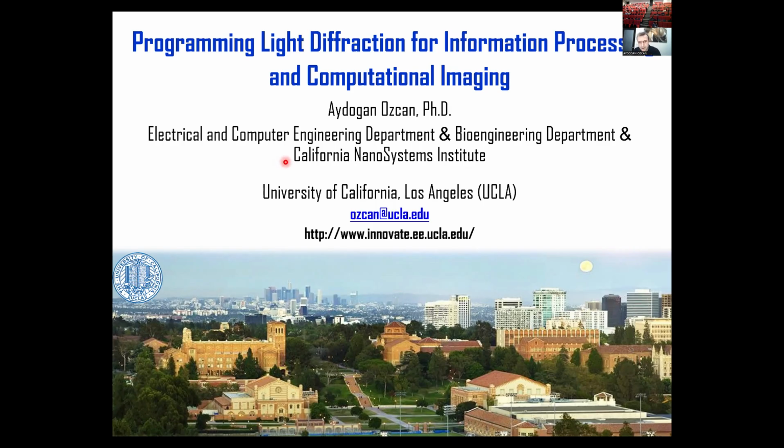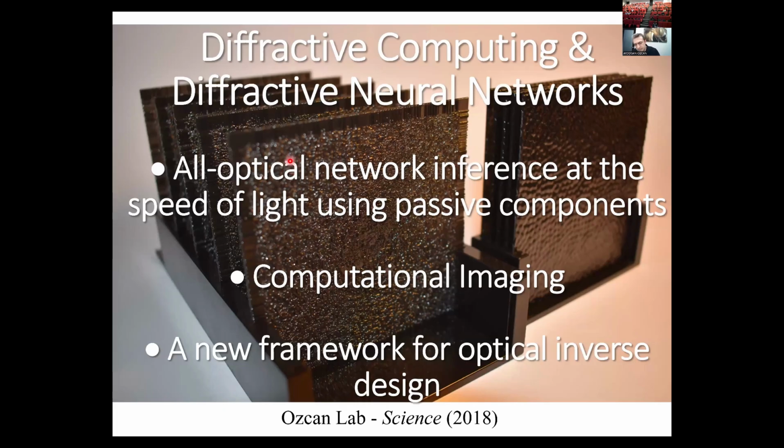So thank you. So this talk is about some of the work that we have been doing on programming light-matter interactions. So I'll talk about diffractive networks or diffractive optical networks, diffractive deep neural networks interchangeably used. This is a framework where you can structure light-matter interactions for performing statistical inference with light. It's also a great platform for computational imaging and also inverse design. So throughout my talk, I'll give you examples of these different capabilities enabled by diffractive processing of information or diffractive networks.